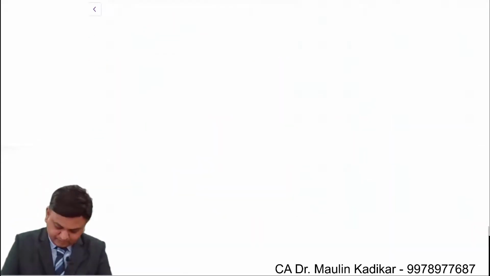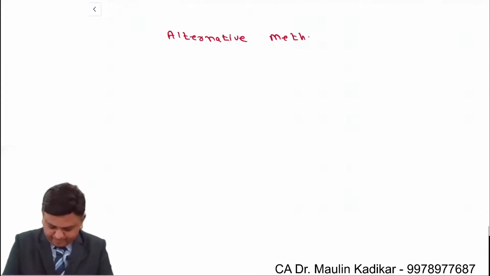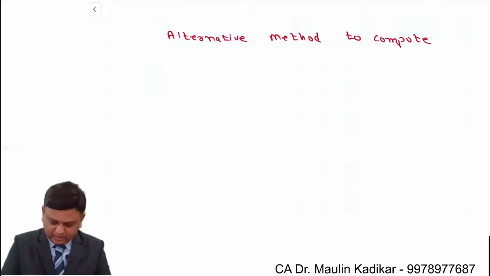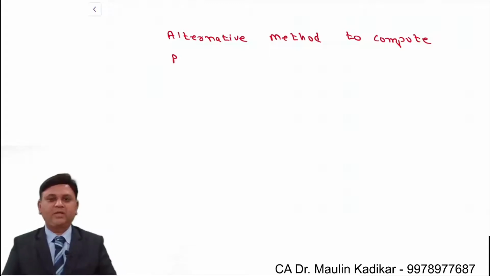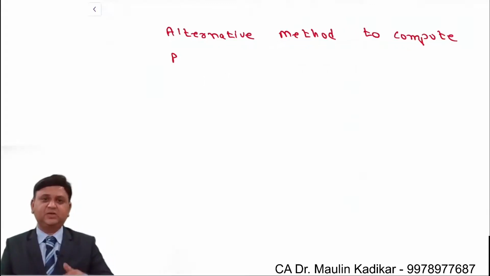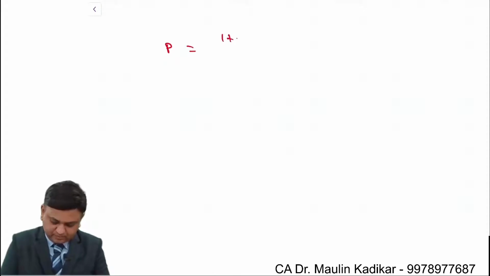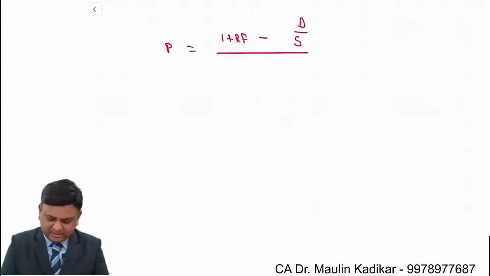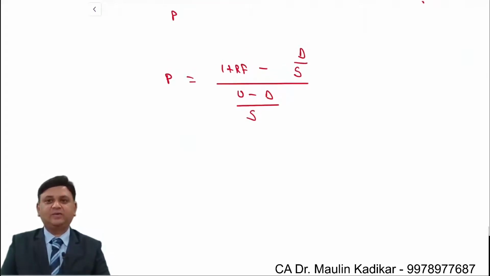So let us see the alternative method to compute P. Now friends, in order to compute the probability of the price increase, there is an alternative method too. What is that alternative method that I am discussing with you? It can be computed like this. P is equal to 1 plus RF minus D upon S, divided by U upon S minus D upon S. That is the way we are required to do it.